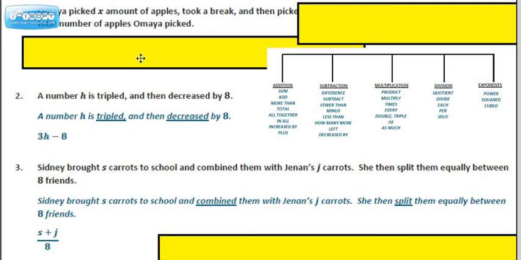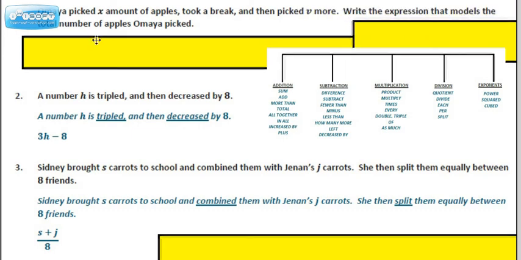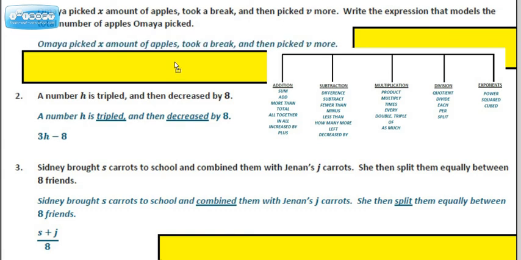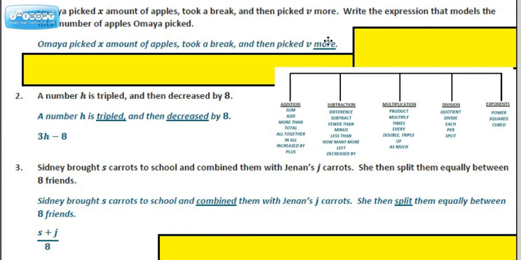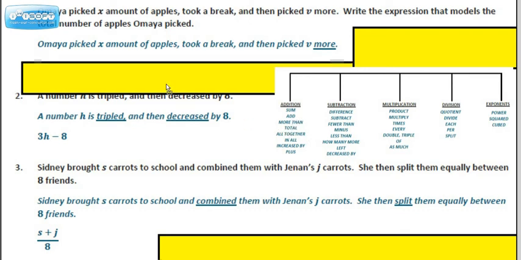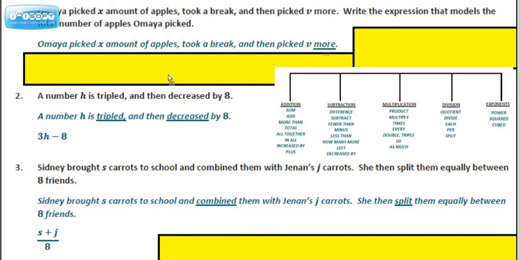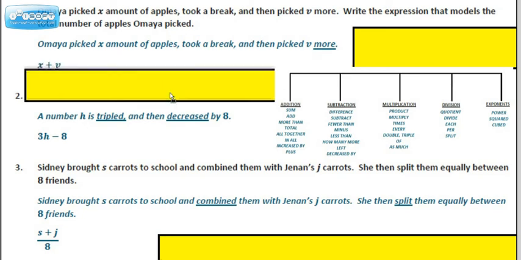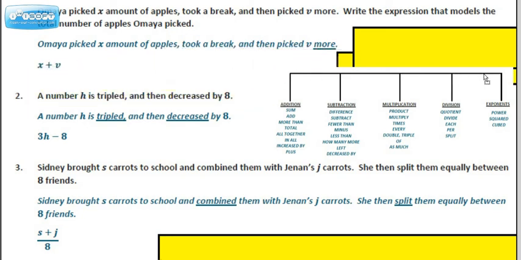All right, we have a little bit of time left, so let's take a look at number 1. Omaya picked X amount of apples, took a break, and then picked V more apples. Write the expression that models the total number of apples Omaya picked. All right, so we don't know how many apples this is. It's some amount. But if she picked apples and then picked more apples, then the important word there is going to be more. And if we take a look at more, usually that's going to suggest addition. So if we take the variables there, the x and the v, and we think, what would that look like if we're adding them together? It would look like that, x plus v.